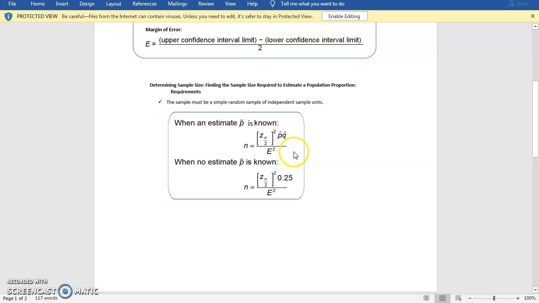The main difference is if you don't know p-hat, you're just going to use the 0.25 here in the formula instead of p-hat times q-hat. So that's basically the biggest difference.